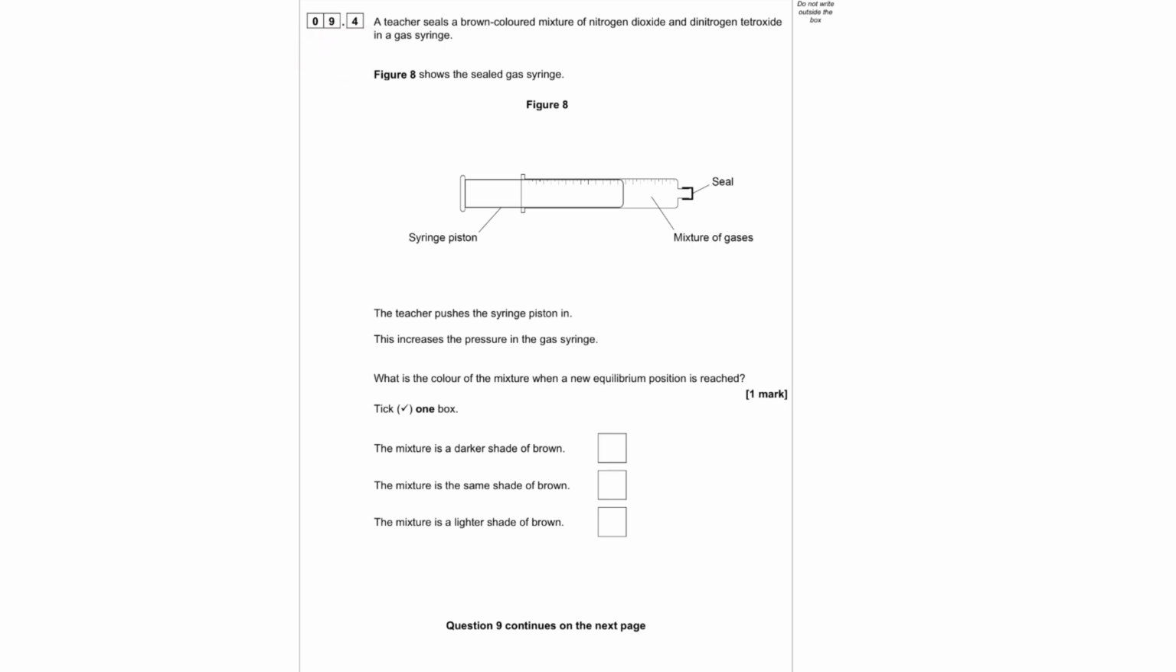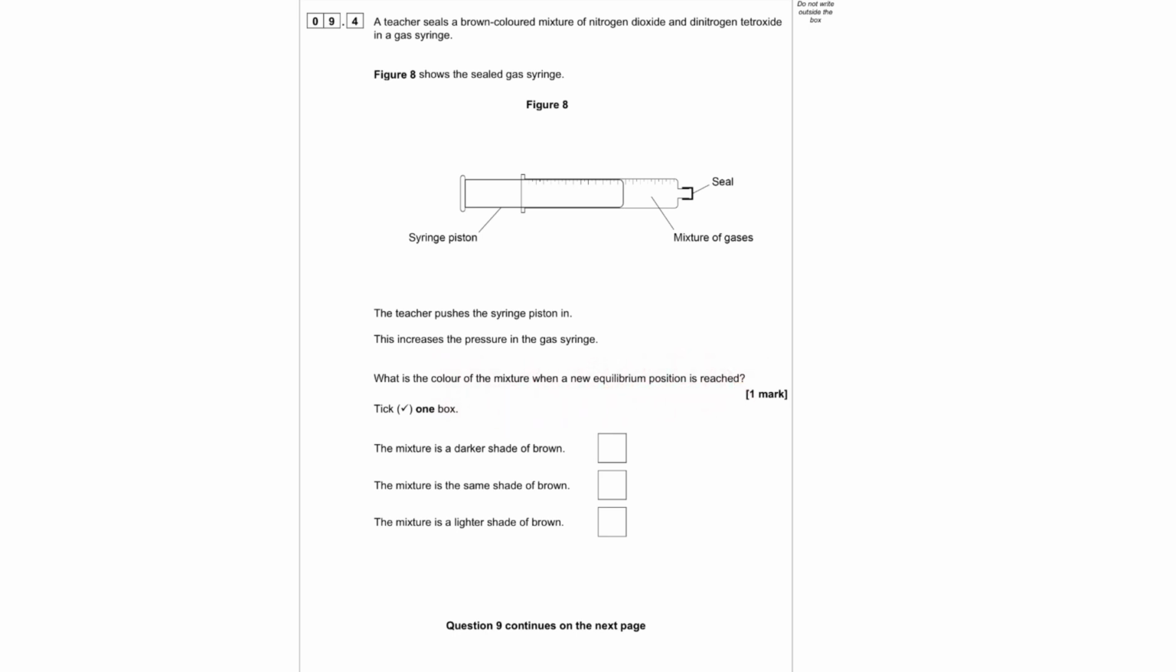Question 9.4. A teacher seals a brown-colored mixture of nitrogen dioxide and dinitrogen tetroxide, which is colorless, and this is brown, in a gas syringe. The teacher pushes the syringe piston in. This increases the pressure in the gas syringe. What is the color of the mixture when a new equilibrium position is reached?